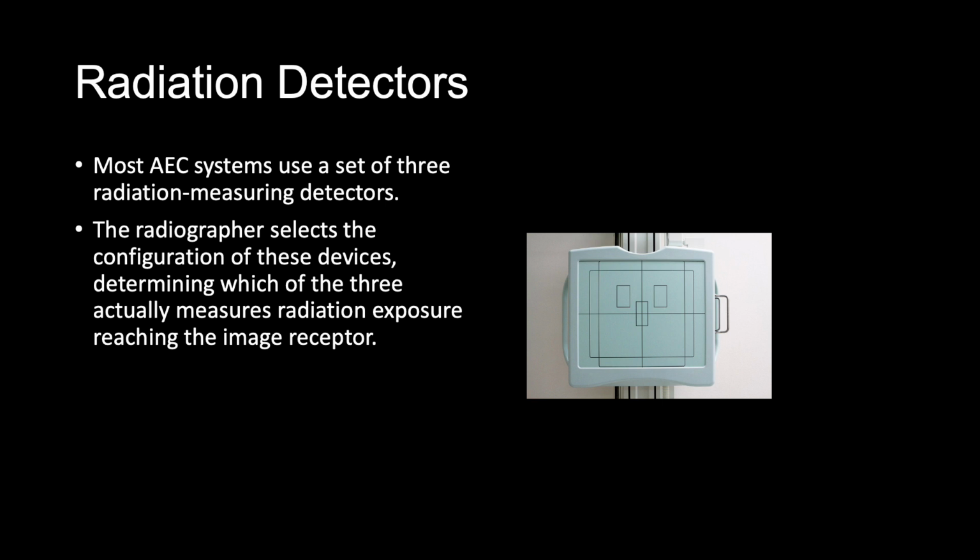Most AEC systems use these 3 set of radiation measuring detectors. And the radiographer will be the one that selects the configuration of these devices. Now, on most modern x-ray equipment, the detectors are already calibrated into the control panel. So once we select chest x-ray on the control panel, the top 2 AEC will already be activated. When we pick abdomen, then the middle detector will be activated. So it's all calibrated in there, but you can most definitely change it if you need to.